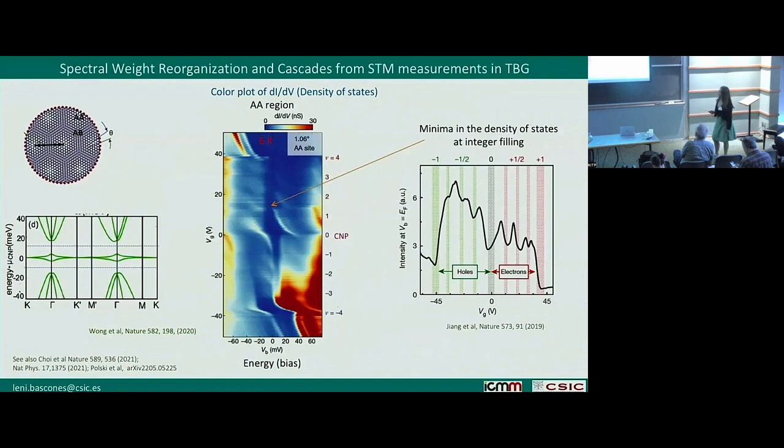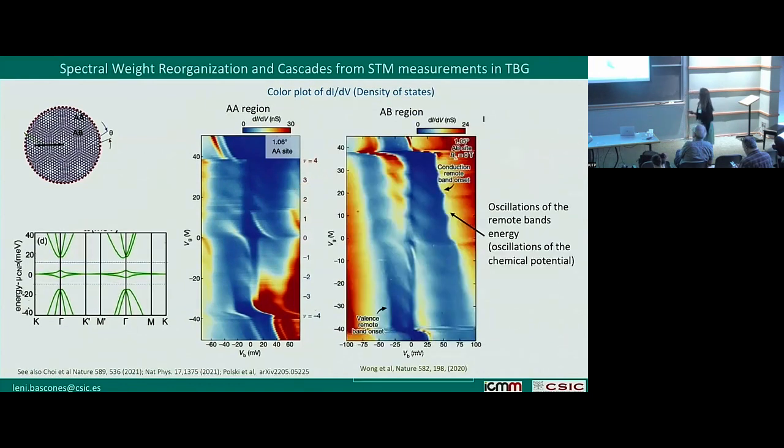When one looks at the chemical potential as a function of doping, one can see that there are minima in the density of states at these integer values. Another feature can be better seen when one looks at different points in the Brillouin zone. This Brillouin zone is very large, so with the STM you can select different regions. When you look at this AA region, you mostly see these really flat band parts. When you look at this AB region, which is more at the border of the Brillouin zone, you see more of this remote band. And what you see are these oscillations in the energy of the remote bands with respect to the chemical potential. It was interpreted in terms of the oscillation of the chemical potential.